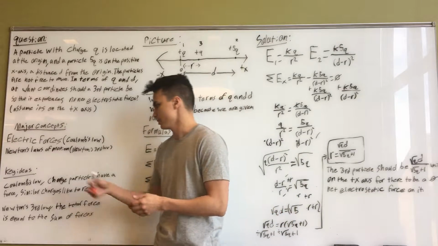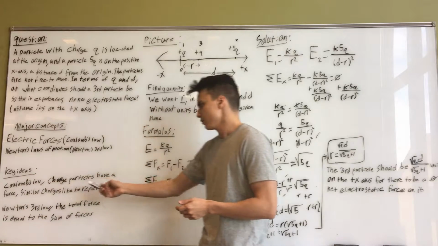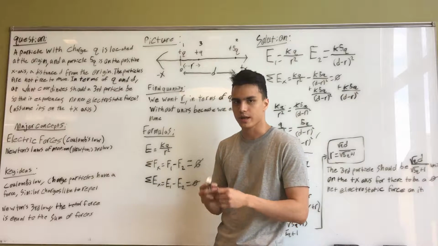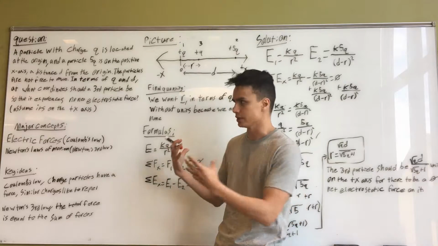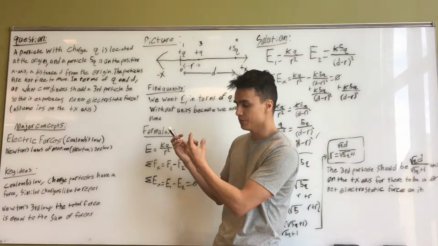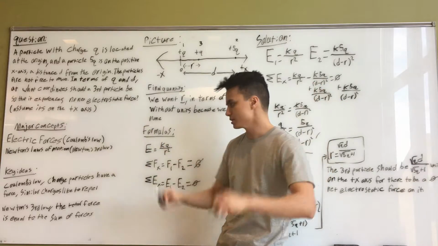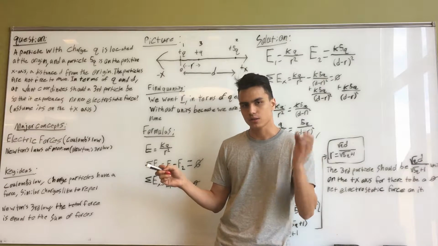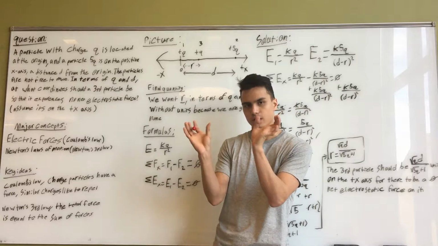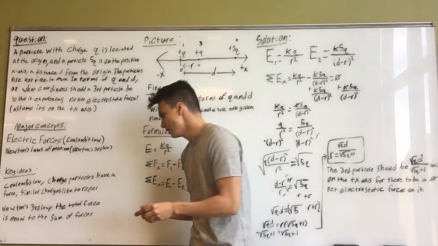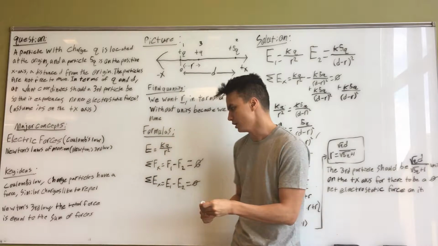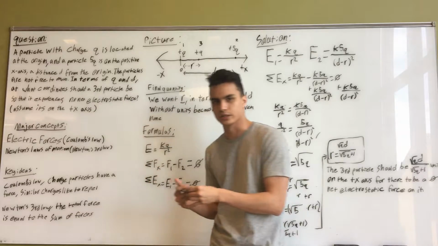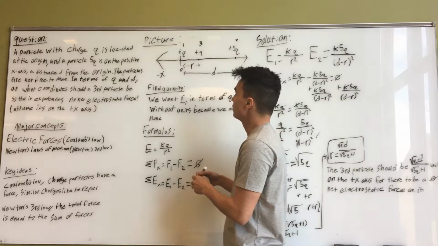So some key ideas we should apply here: from Coulomb's law, charged particles apply a force. Specifically, since we're dealing with positively charged particles, they're going to apply an outward force, as similar charges like to repel. So positive q and another positive q will repel. We also have Newton's third law, which is that the total force is equal to the sum of forces. We'll get more in depth with that later.